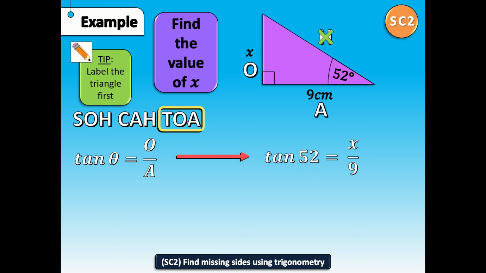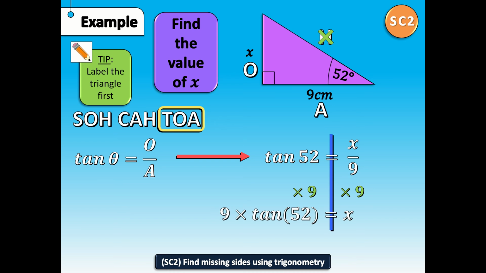So we write tan 52, because that's the angle, is equal to the opposite, which is x, over the adjacent, which is 9. Because 9's on the bottom of the fraction, we can times both sides by 9, and that means that x is equal to 9 times tan 52. If we type that into our calculator, we get 11.52. Remember, that's the length, so it's centimetres, and that's to 2 decimal places.